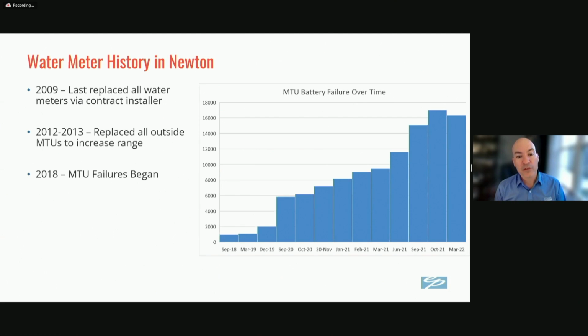Coupled with these battery failures, you're also reaching the end of the useful life of the current meters you have as well. So you have two significant reasons to proceed with the proposed meter replacement program, which we'll cover next.